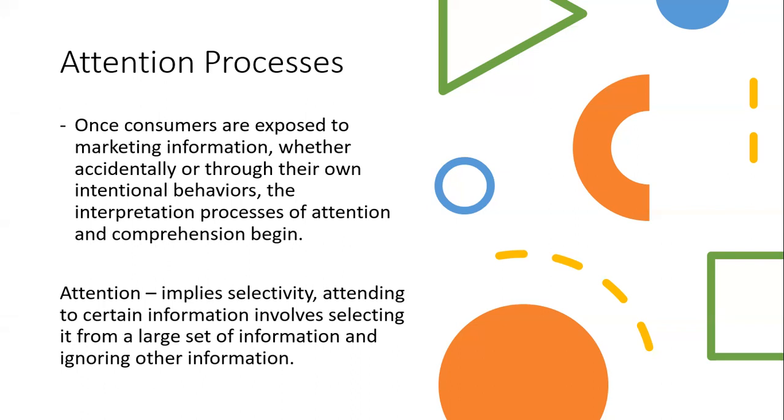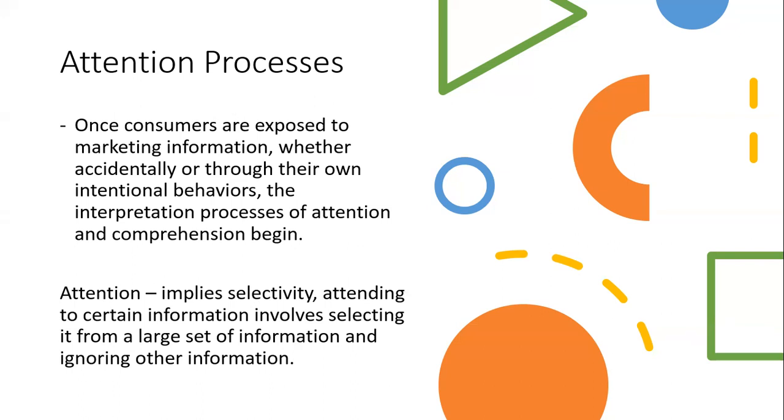Attention actually implies selectivity. Attending to certain information involves selecting it from a large set of information and ignoring other information. So consider the cognitive processes, for example, of shoppers in a crowded, noisy store environment. They must selectively attend to conversation with a salesperson, attend to certain products and brands, read labels and signs, and so on. At the same time, they must ignore other stimuli in the environment. Selective attention, class, is highly influenced by the consumer goals as they are activated in the situation.